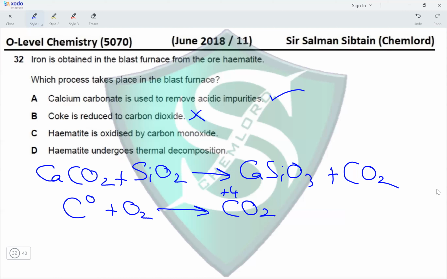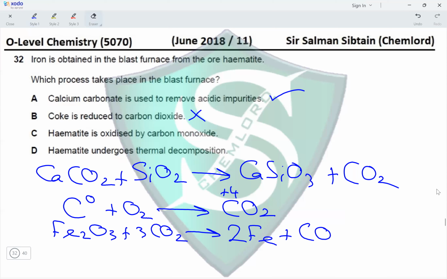C. Hematite is oxidized by carbon monoxide. Hematite is Fe2O3, and upon reaction with carbon monoxide, it is reduced to iron metal, and carbon monoxide is oxidized to carbon dioxide. So the oxidation is of carbon monoxide. Hematite is reduced. So this option is incorrect.